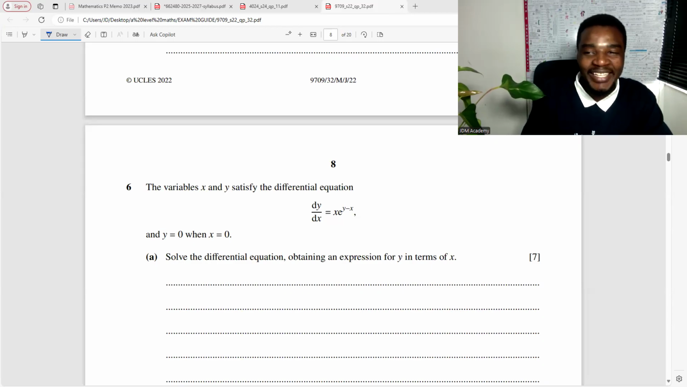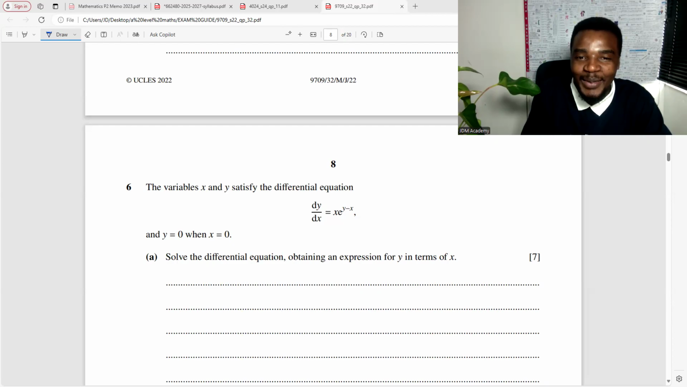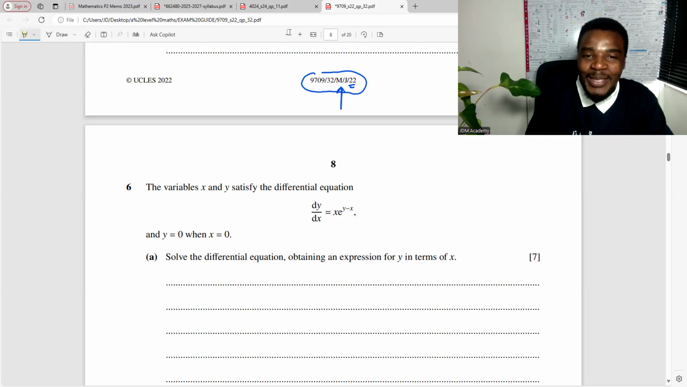Today we're going to quickly resume from where we left last time. Remember, we are still busy revising the question paper that was written in May, June 2022. And this is A-level mathematics syllabus 9709. Currently, we are doing part 3. So let's take a closer look at question number 6.